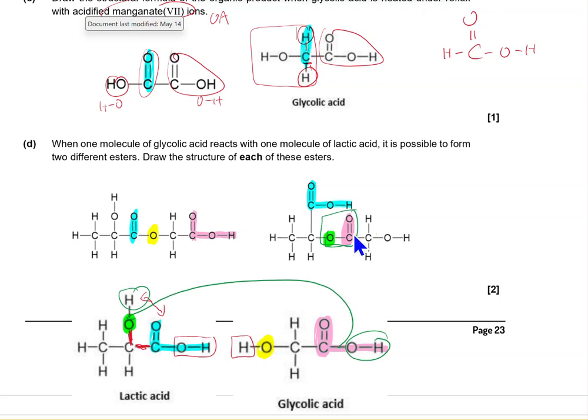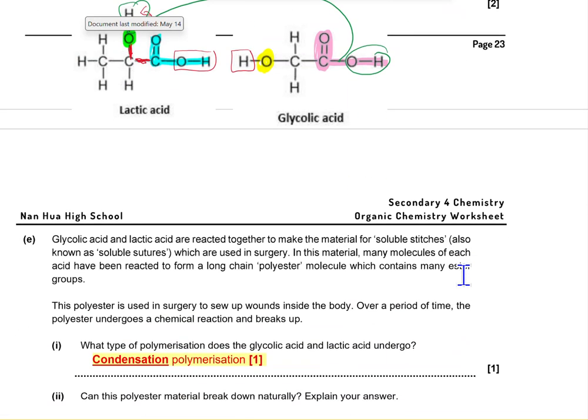Now you can draw different combinations as long as your one side, the hydroxyl, joins to the carboxyl from the other side. So in other words, one is here, one is here. The structure may not be exactly like that, but it is fine, so long as you join the correct functional group to the other one. Okay, so these are two answers. Okay, next one.